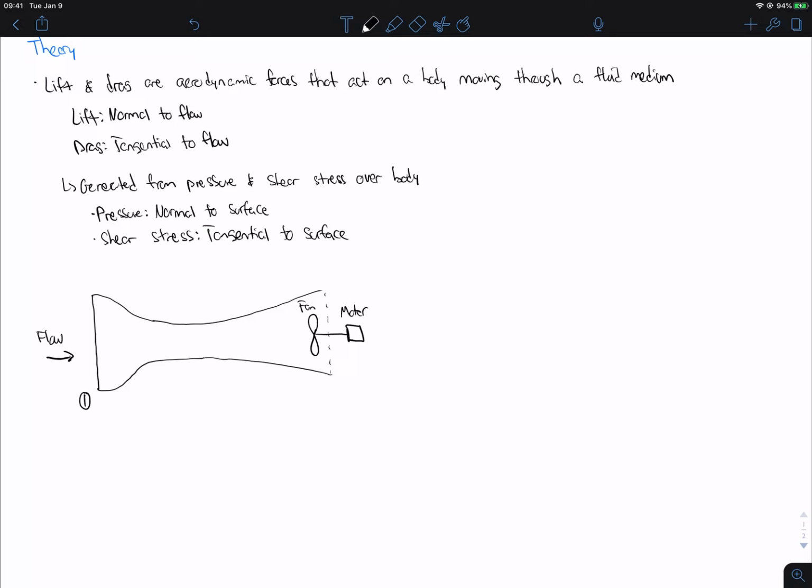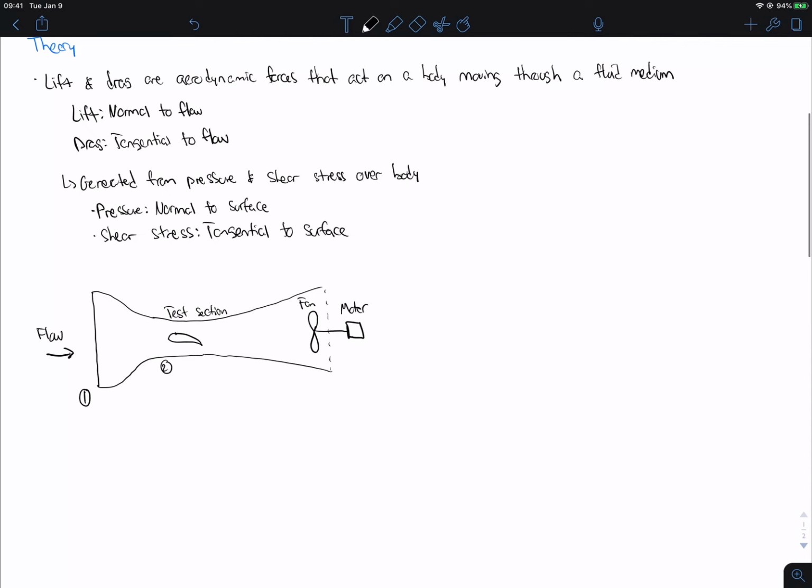Okay, so then we'll have station 2. This will be the test section. So in this section you might have your airfoil. We're going to be testing an airfoil, and then our fighter jet model. So we're going to have these things in the test section. And then we're going to have the diffuser.